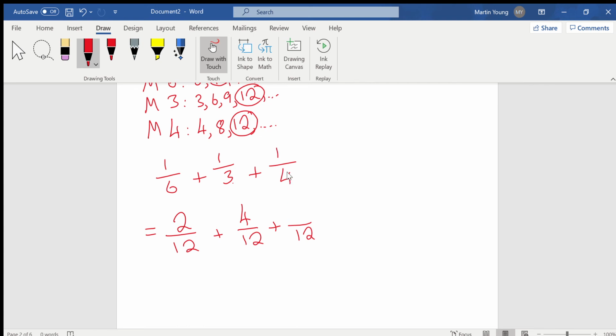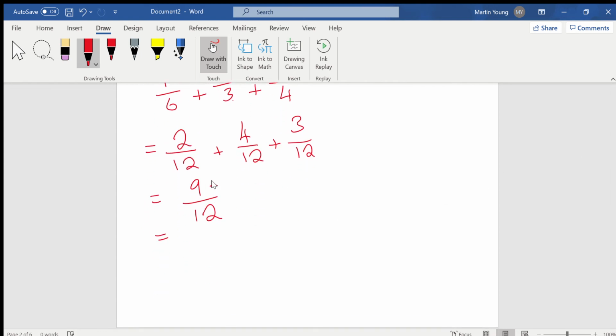And then lastly, what have I done to 4 to turn it into 12? I've multiplied by 3, so I need to do the same to the top. So it's going to be 3 over 12. Add these up. 2 plus 4 plus 3. 2 plus 4 is 6, plus 3 is 9, so it's going to be 9 over 12. And what I'd like to do is simplify that down. Hopefully you can spot that I can divide both top and bottom by 3, so it becomes 3 over 4.